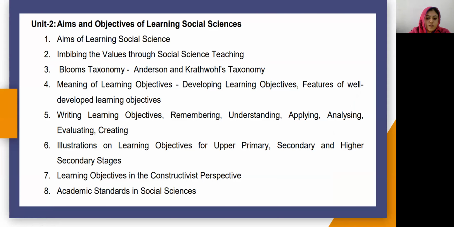So in this unit, we are going to deal with the aims. The first subunit is aims of learning social sciences. In the second subunit, we are going to see how to imbibe values through social science teaching. And we are going to discuss Bloom's taxonomy, the previous taxonomy and the modified version of it.